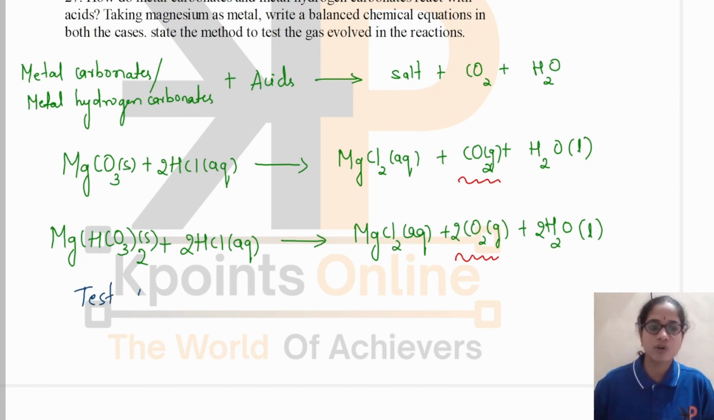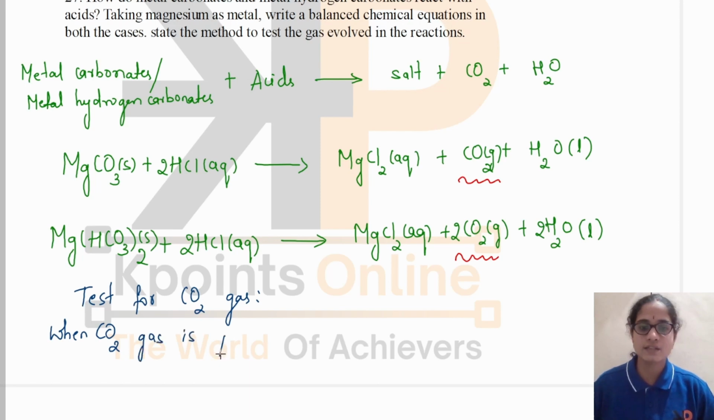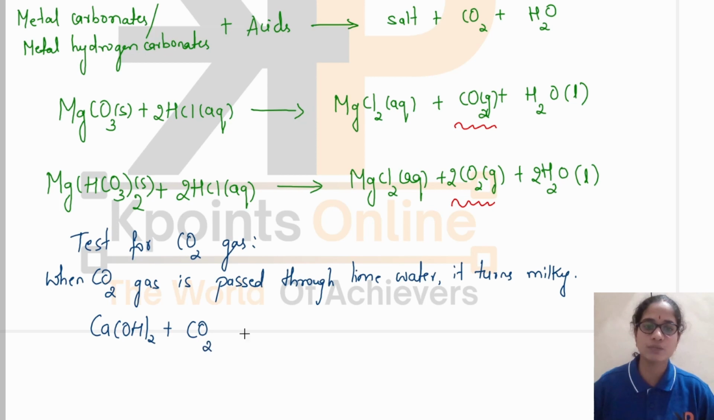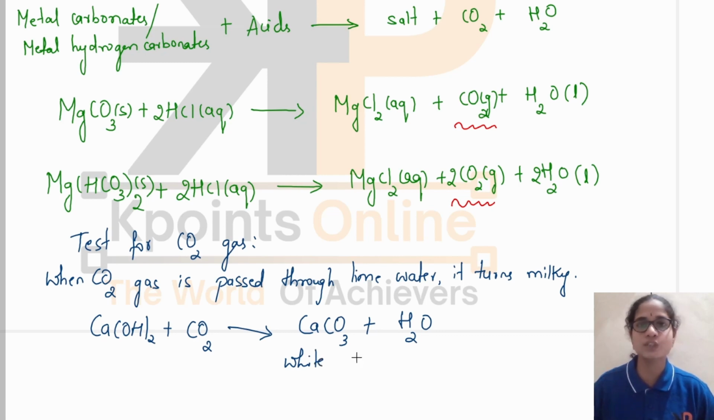Okay. Test for CO2 gas. When CO2 gas is passed through lime water, it turns milky. This is the test for carbon dioxide gas. You can also write the equation for it. This is lime water. When CO2 is passed through it, it forms calcium carbonate. It is white in color, because of which the solution will turn milky. Okay. This is a test for carbon dioxide gas.